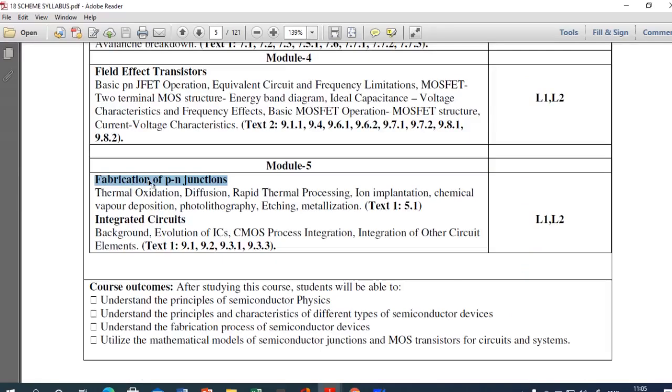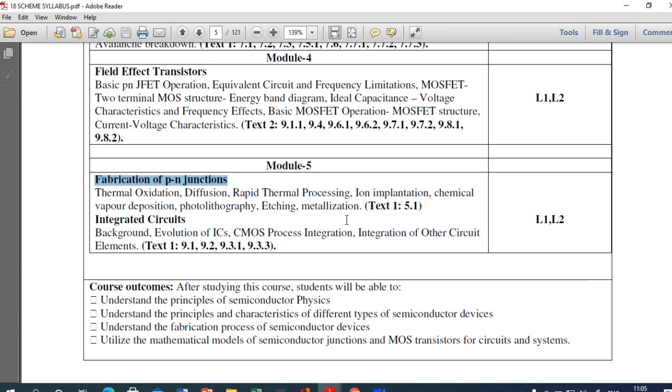In the previous session, we discussed the fabrication of PN junctions. In that, we discussed thermal oxidation, diffusion, rapid thermal processing, ion implantation, chemical vapor deposition, photolithography, etching and metallization. And I hope I already sent you the notes about this.